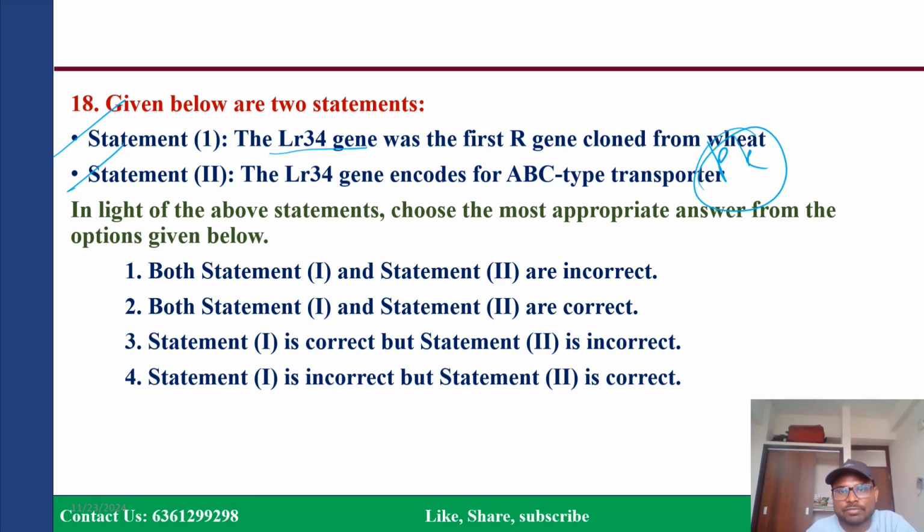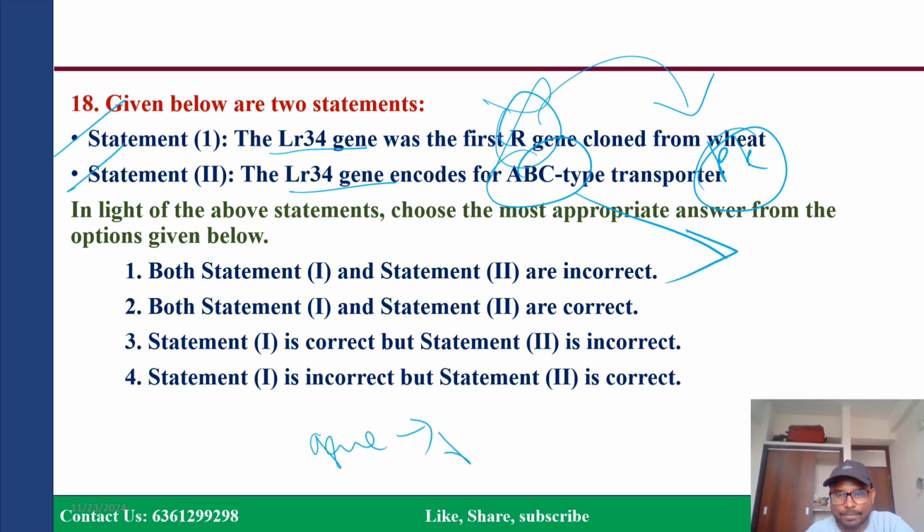The Lr34 gene is the first R gene cloned from wheat. No, there are other genes cloned; actually, I forgot. And the Lr34 gene encodes an ABC transporter. This is a very good point, every gene has a function. It's a direct question. It is taught in our classes, but you have to read the recent papers, okay?